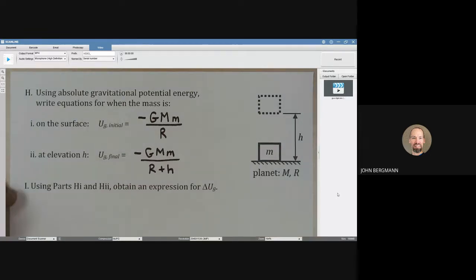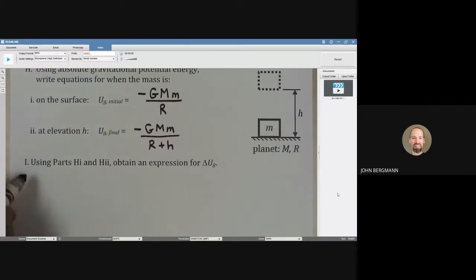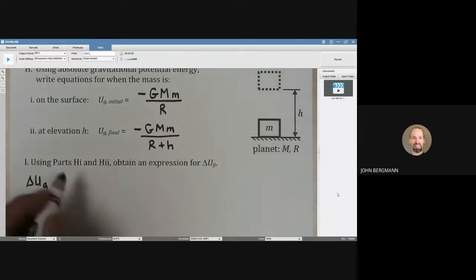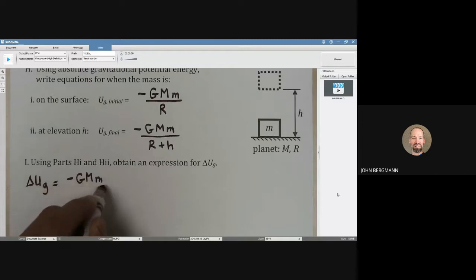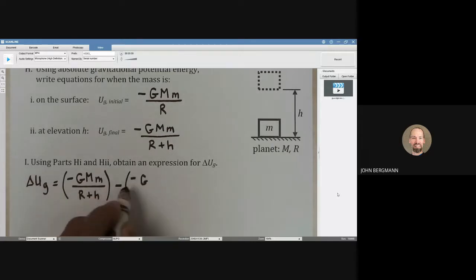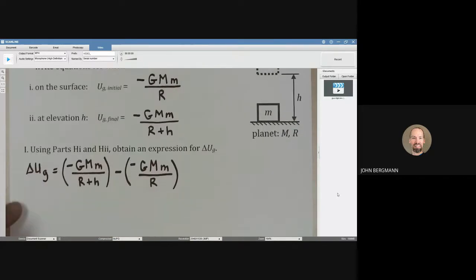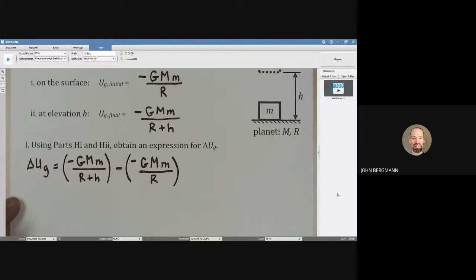We now want the difference in gravitational potential energy. The difference in gravitational potential energy is final minus initial. Final is this one here, negative G big M little m divided by R plus h. Final minus initial, right? Minus the opposite of big G, big M, little m, divided by capital R. All right, so what can we do here? Why don't we get a common denominator?